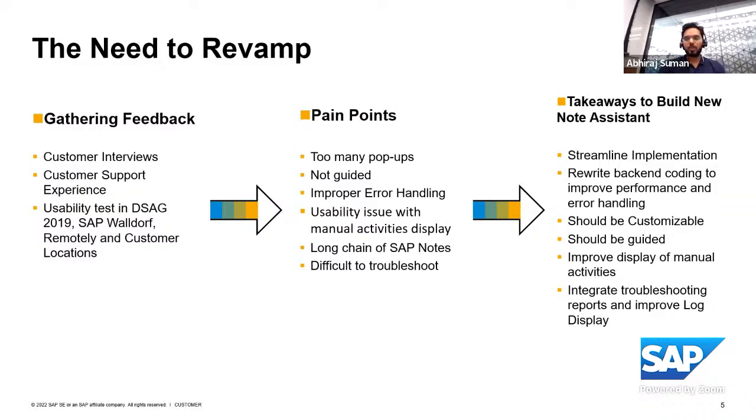The error handling was not very accurate. The usability issues were there with the manual activities display. So we have different versions of Note Assistant where we have different displays of manual activity. So that was not kind of standardized. And we also had a long chain of notes, which needs to be always implemented. And somehow during the implementation process, all the information being made visible on one screen was not available.